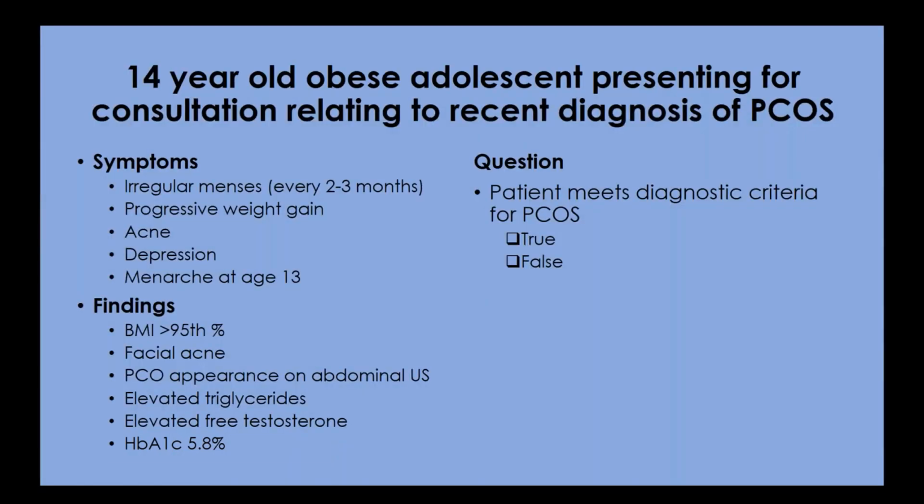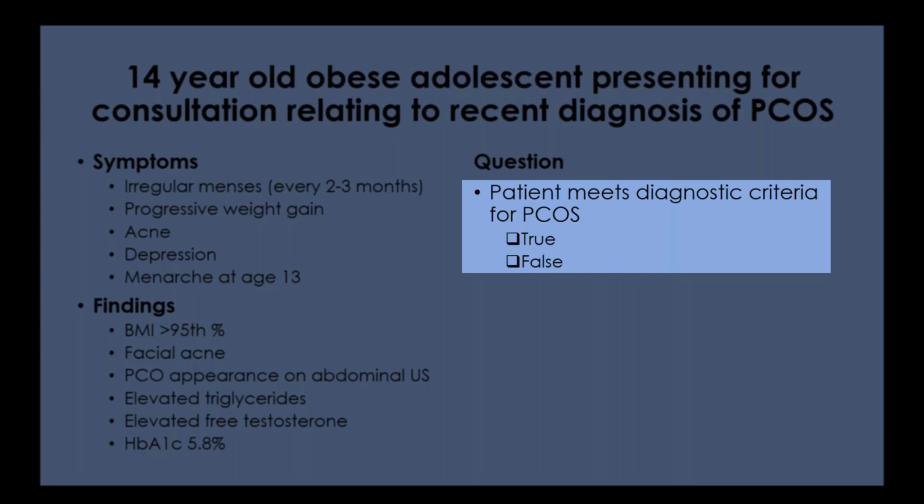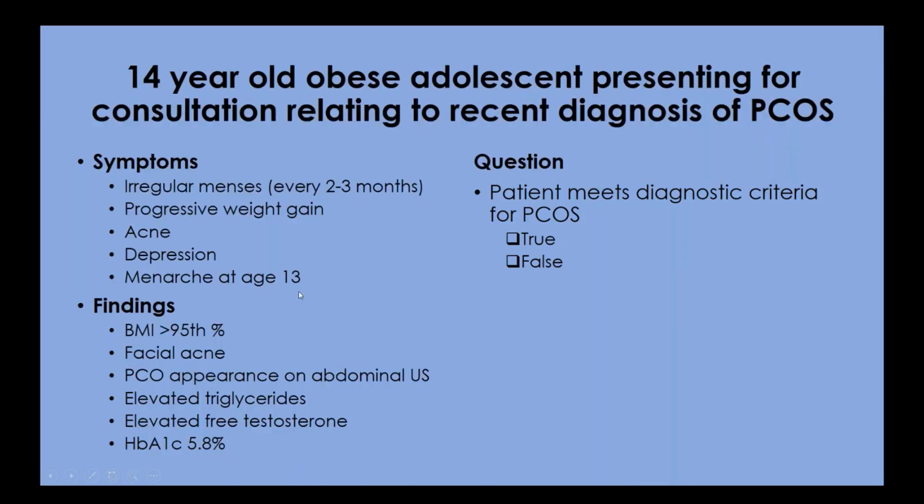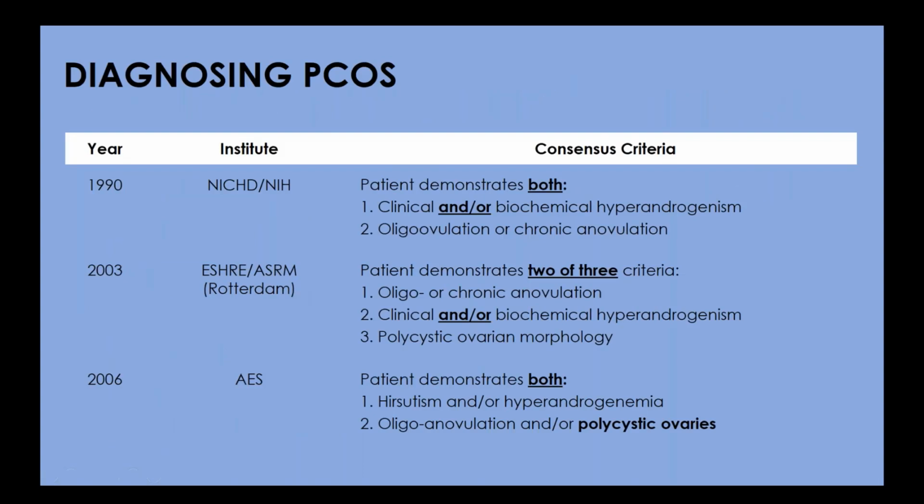So the starting question, this 14-year-old coming for consultation for polycystic ovary syndrome: does she have PCOS? Does this 14-year-old meet criteria for PCOS? And a question for the audience really is, is it true that she has PCOS, or do you not agree, and she does not meet criteria for PCOS? So that launches us into what is PCOS in the adolescent population.